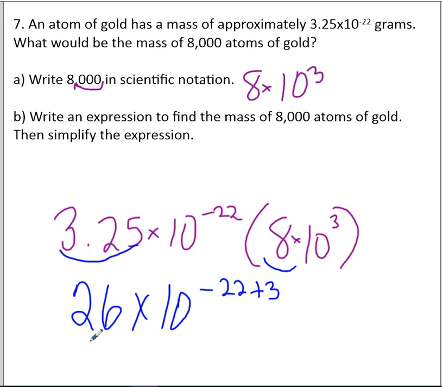So when we go to simplify, 26 is not in proper scientific notation. So we need to move that decimal and make it smaller. But again, originally it was a larger, which is a good thing. So we will need to add 1 to our exponent to show that. And so our final answer will be 2.6 times 10 to the negative 18 power when we end up adding our negative 22 plus 3 plus 1.